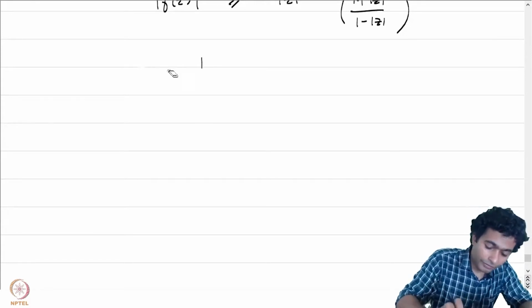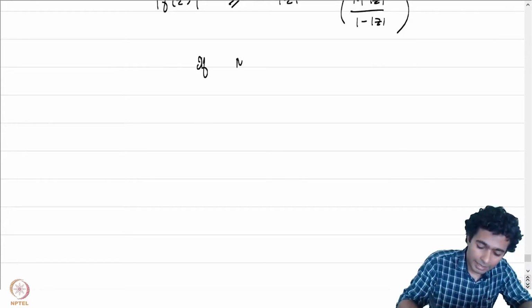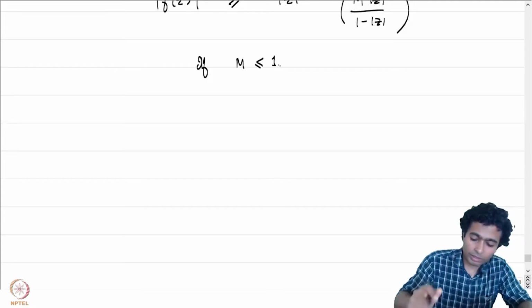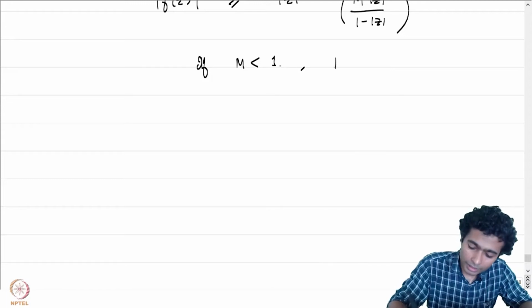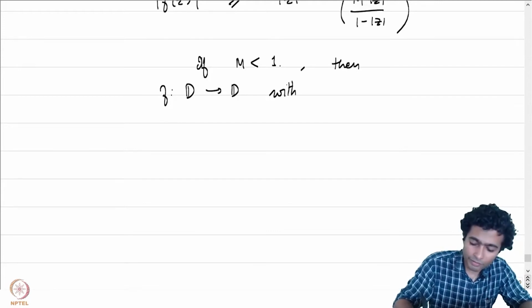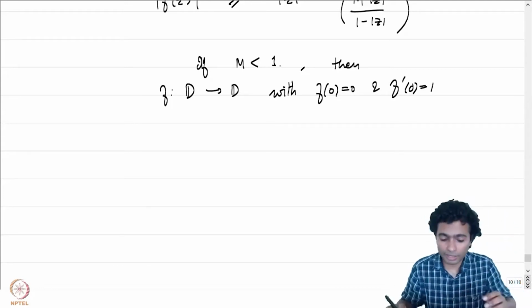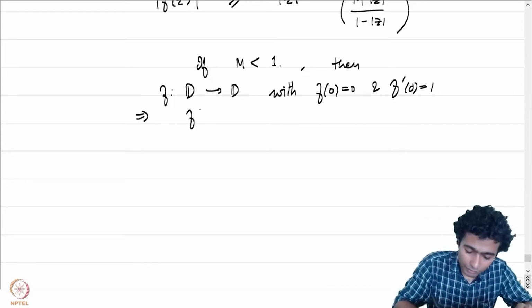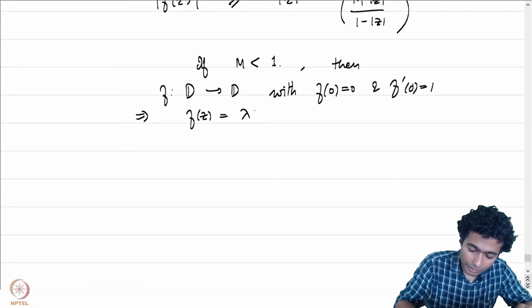Mod f, if m is less than or equal to 1, in fact if m is less than 1, let's end up with some contradiction, then f will be a map from D to itself with f of 0 equal to 0 and f prime of 0 equal to 1, and Schwarz's lemma tells us that f of z is equal to lambda times z.